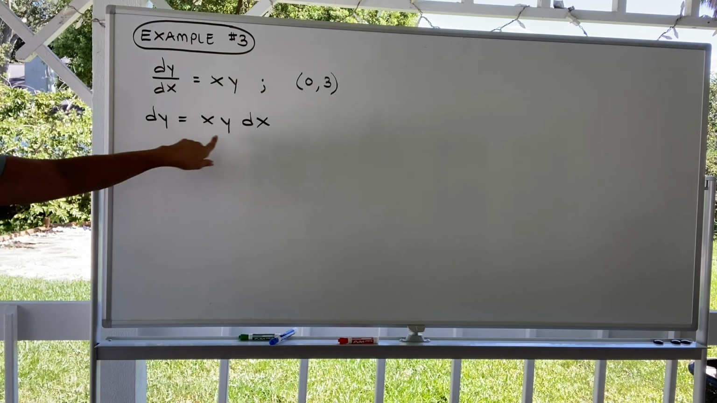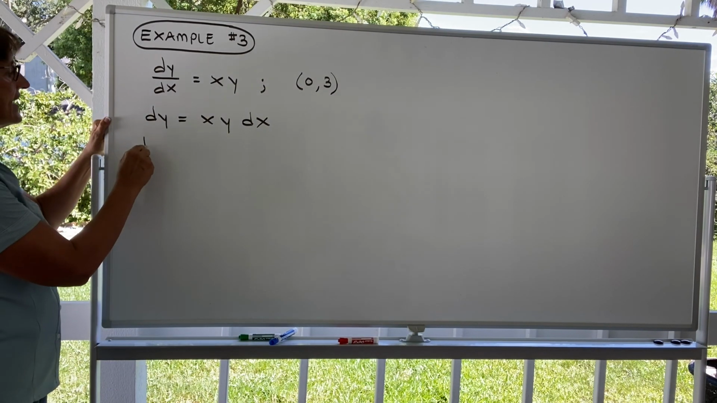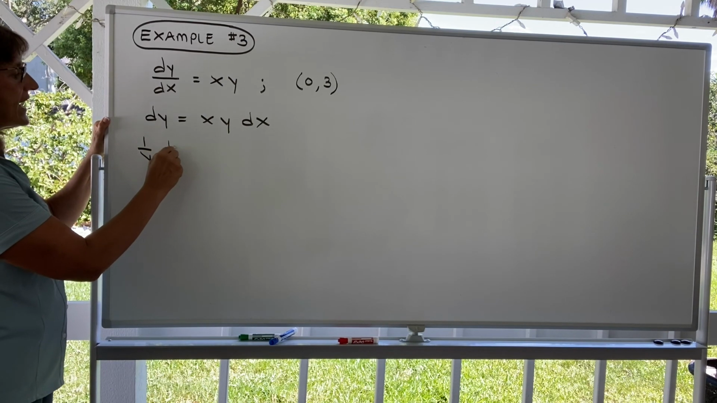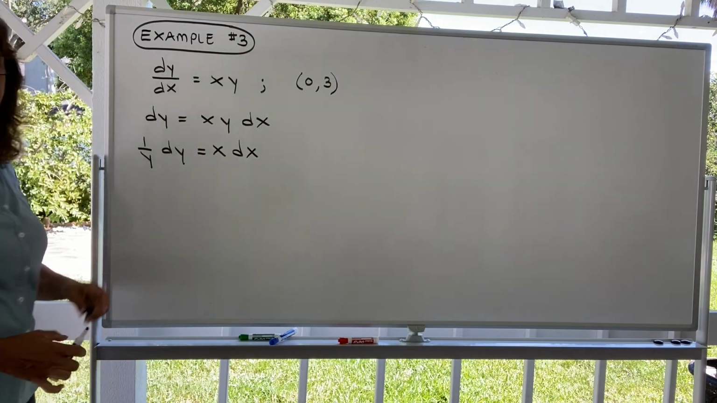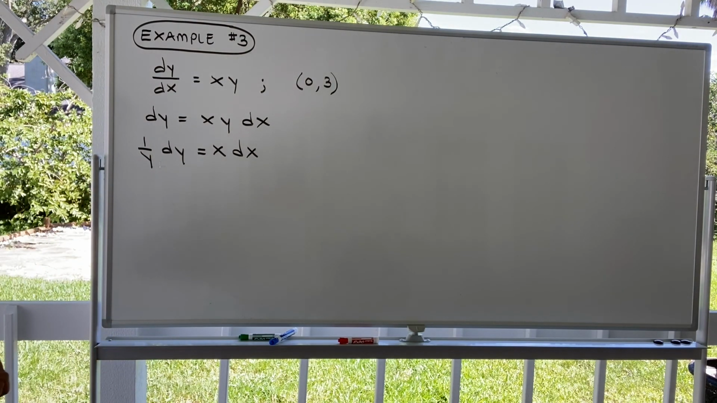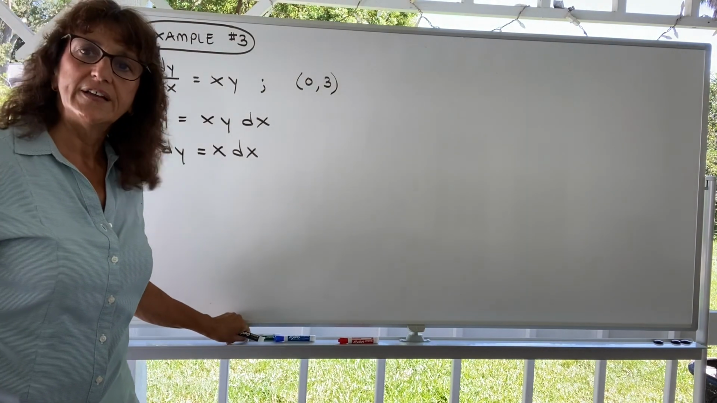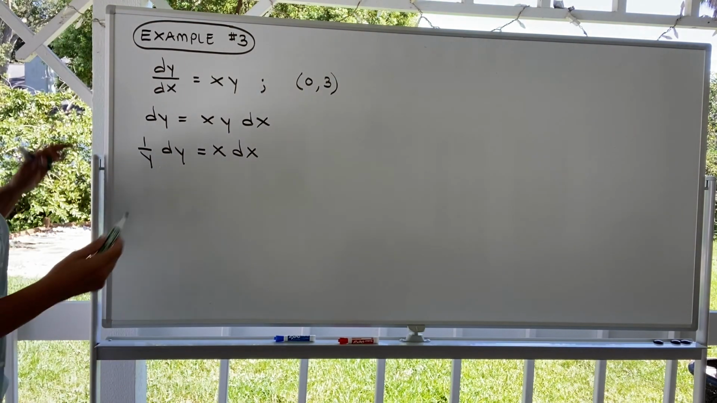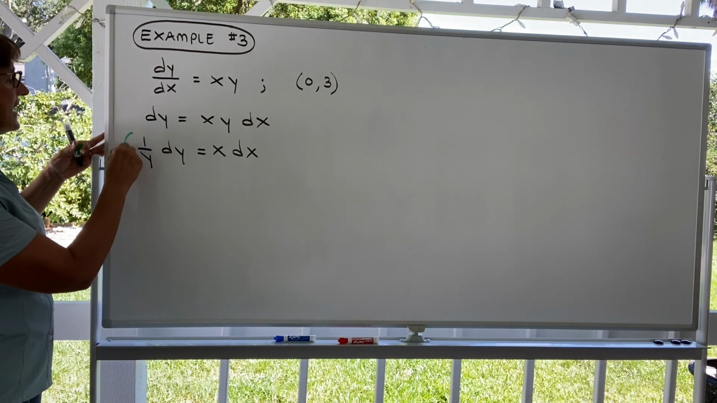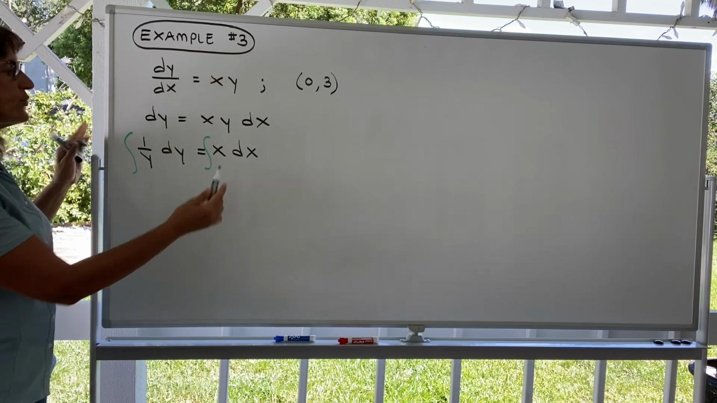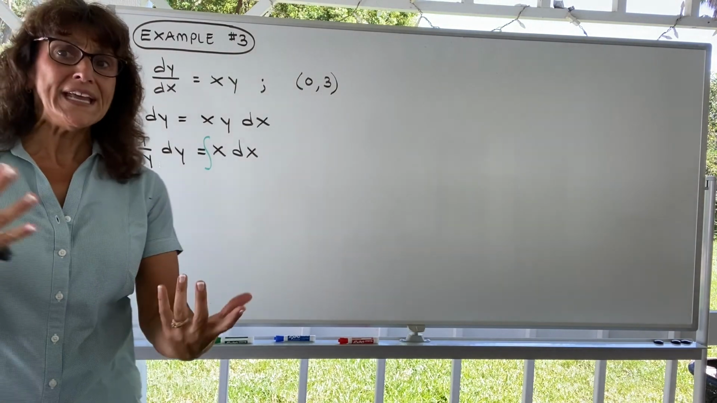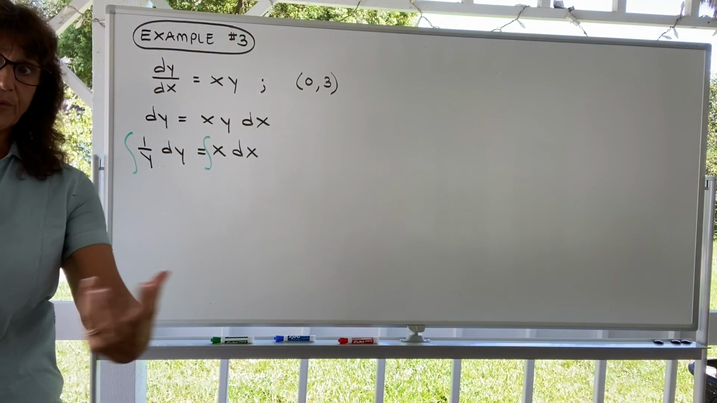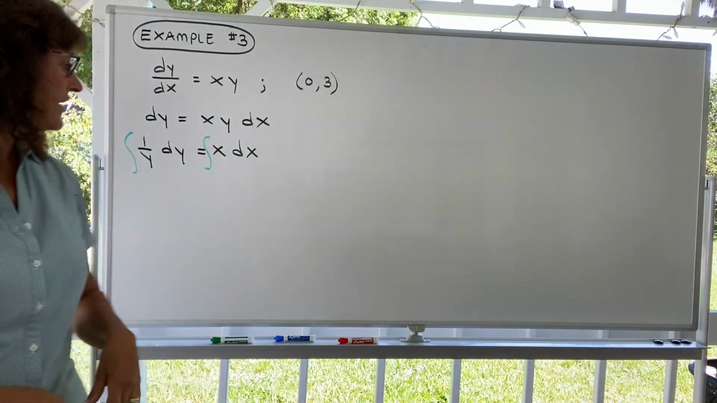Okay, almost there. We got to move this y over. So divide both sides by y, and you get 1 over y dy on the left, and on the right side, you have x dx. So here is your separation of variables. Once you have the y's, dy's on the left and the x's, dx on the right, we can go ahead and integrate both sides.